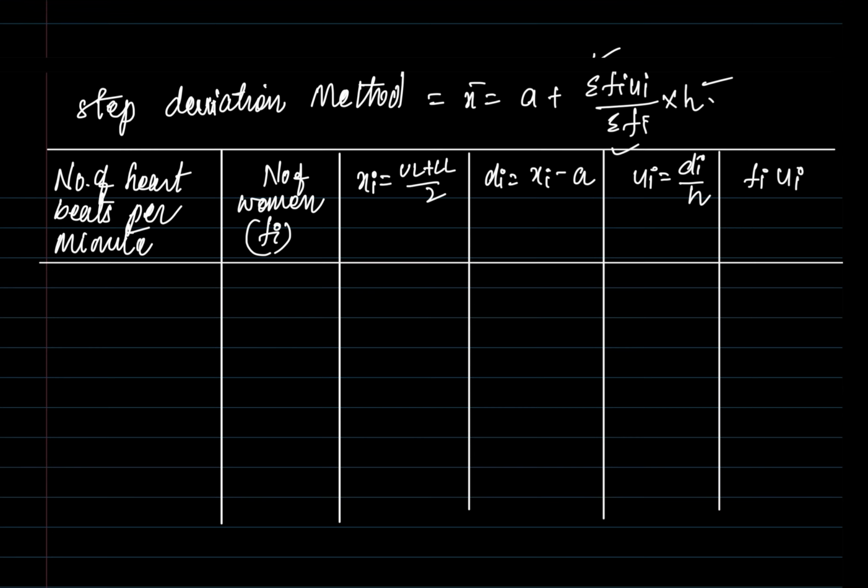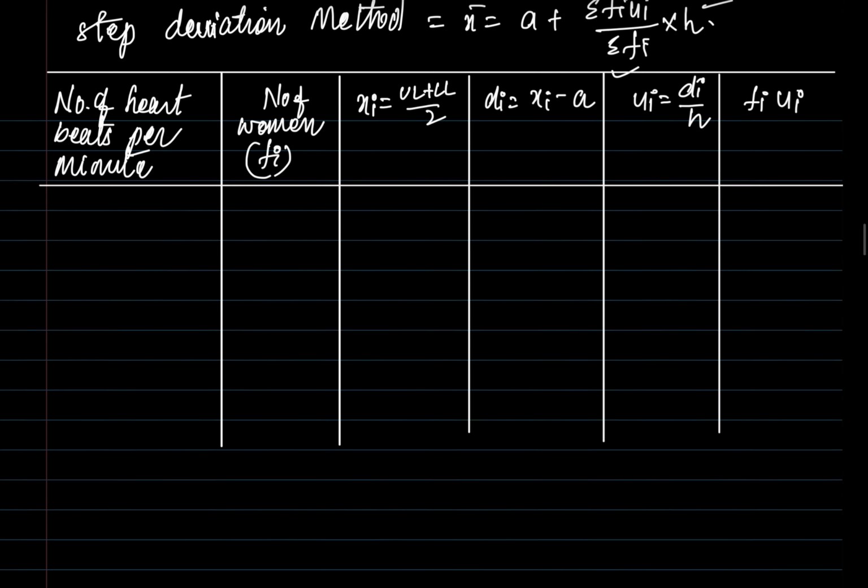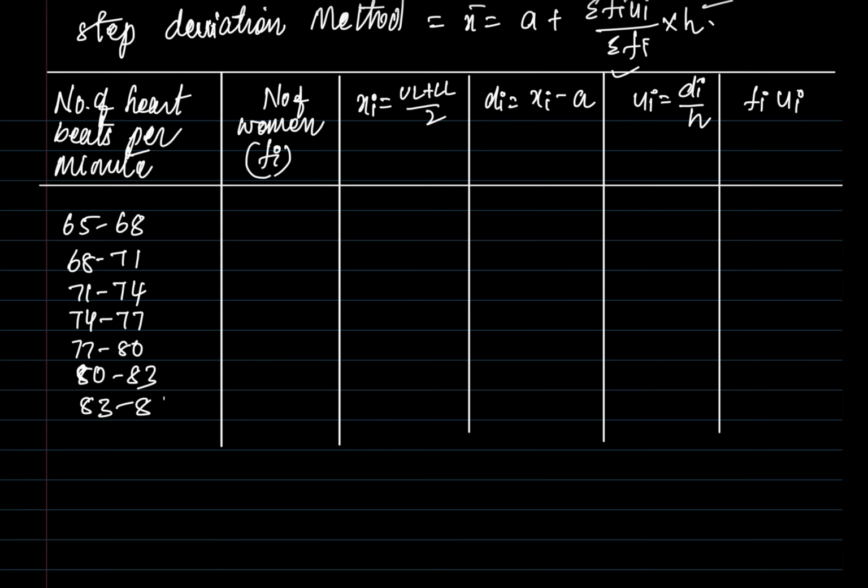So this is our required table. Then the given data is 65 to 68, 68 to 71, 71 to 74, 74 to 77, 77 to 80, 80 to 83, and 83 to 86. Here you will have a total.